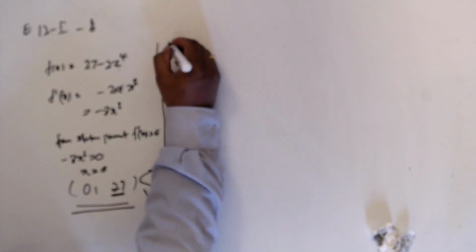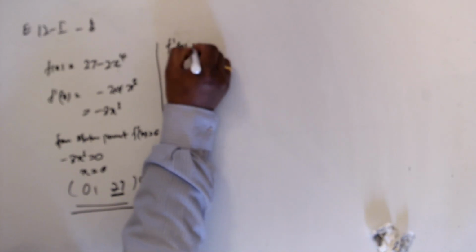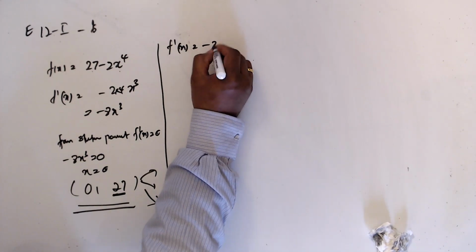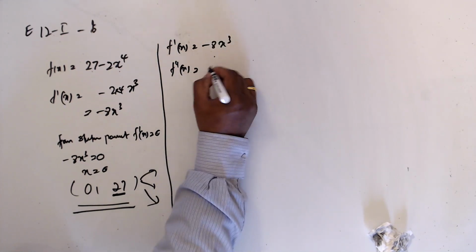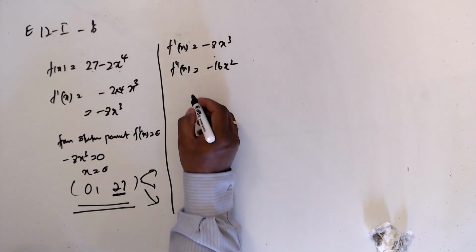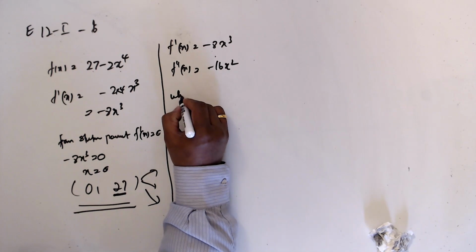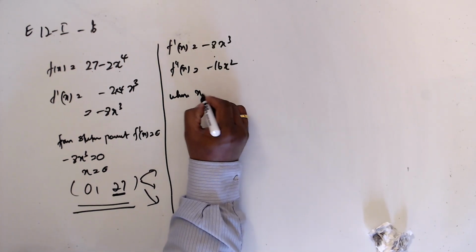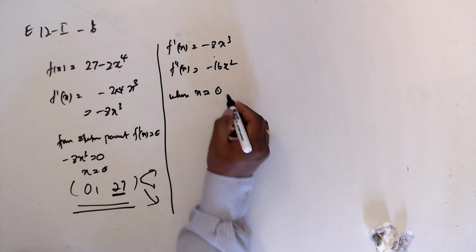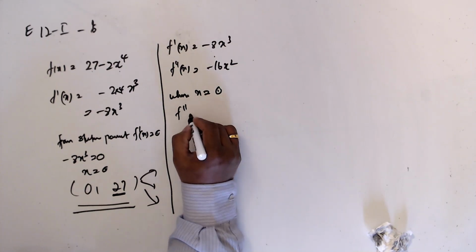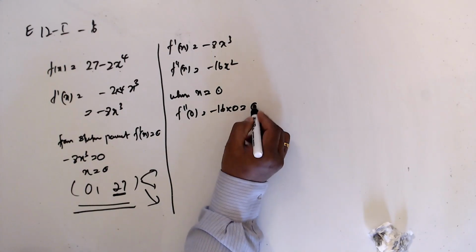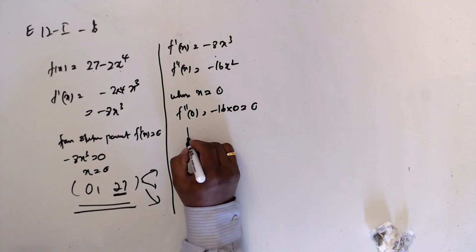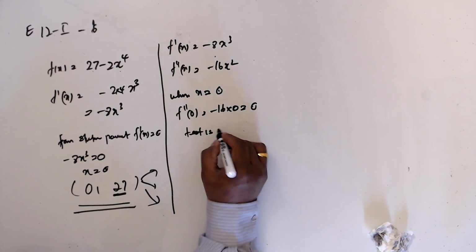Now I will take the double prime. The first derivative is minus 8x cubed, so the double prime is minus 24x squared. Then we need it at x equals 0. When x equals 0, the double prime is minus 24 times 0, which is 0. Now the test is inconclusive.